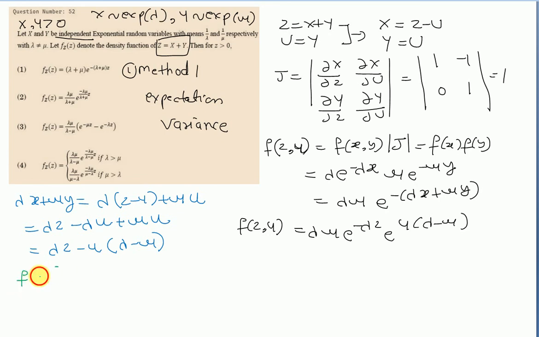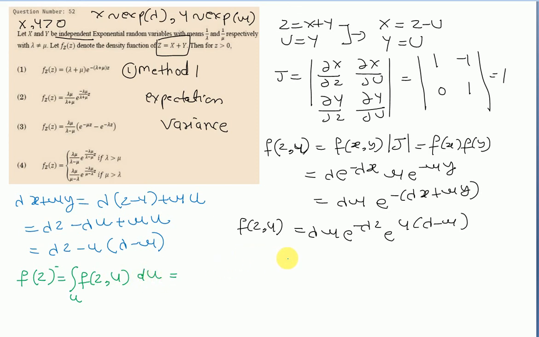f of z, that is the marginal density function of this particular variable z, can be found as f of z equals the integral of f of z, u with respect to u, and here we will put the limit of this particular random variable u. So the problem is how we will find the limit of this u.